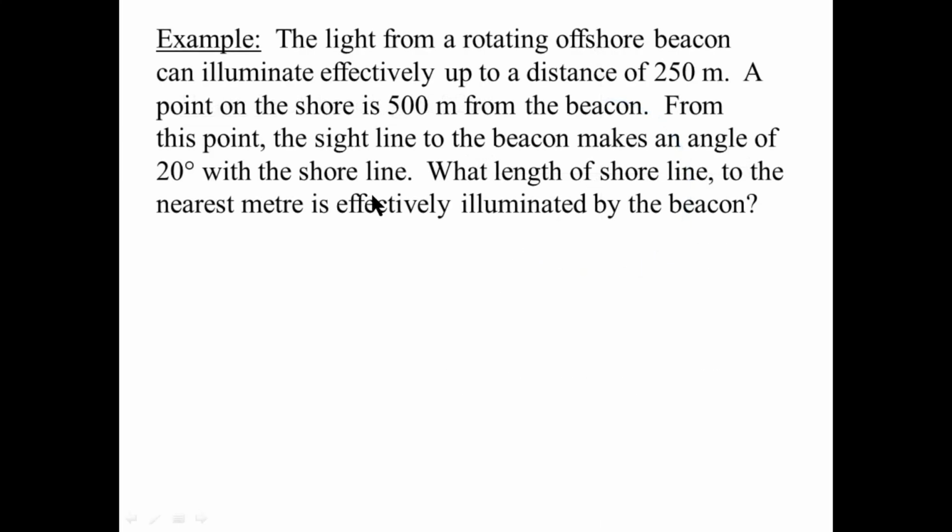Let's do a word problem. The light from a rotating offshore beacon can illuminate effectively up to a distance of 250 meters. A point on the shore is 500 meters from the beacon. From this point, the sight line to the beacon makes an angle of 20 degrees with the shoreline. What length of shoreline to the nearest meter is effectively illuminated by this beacon?